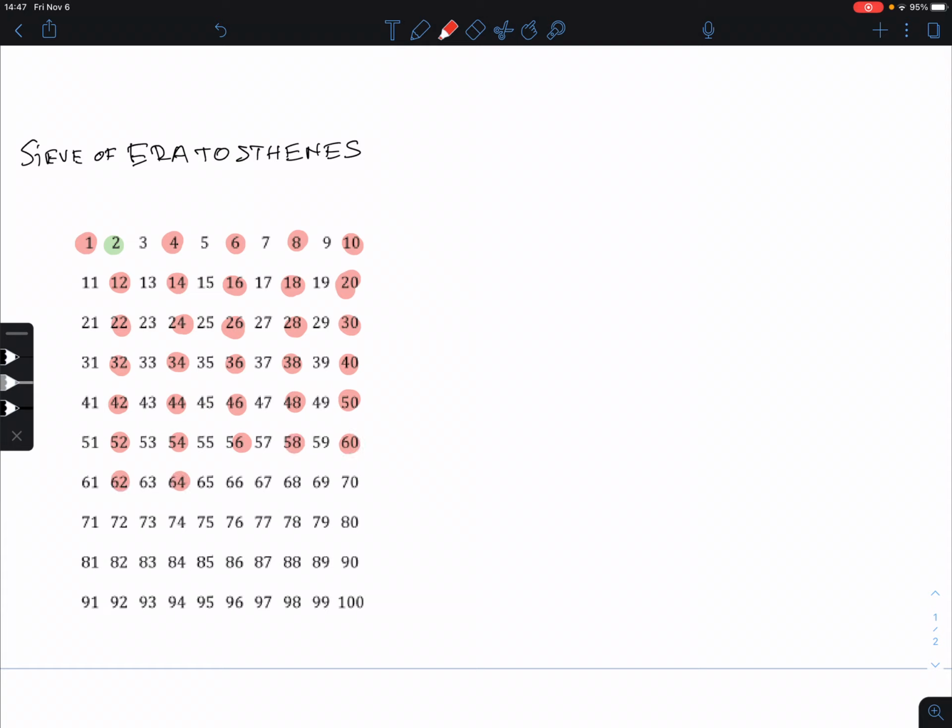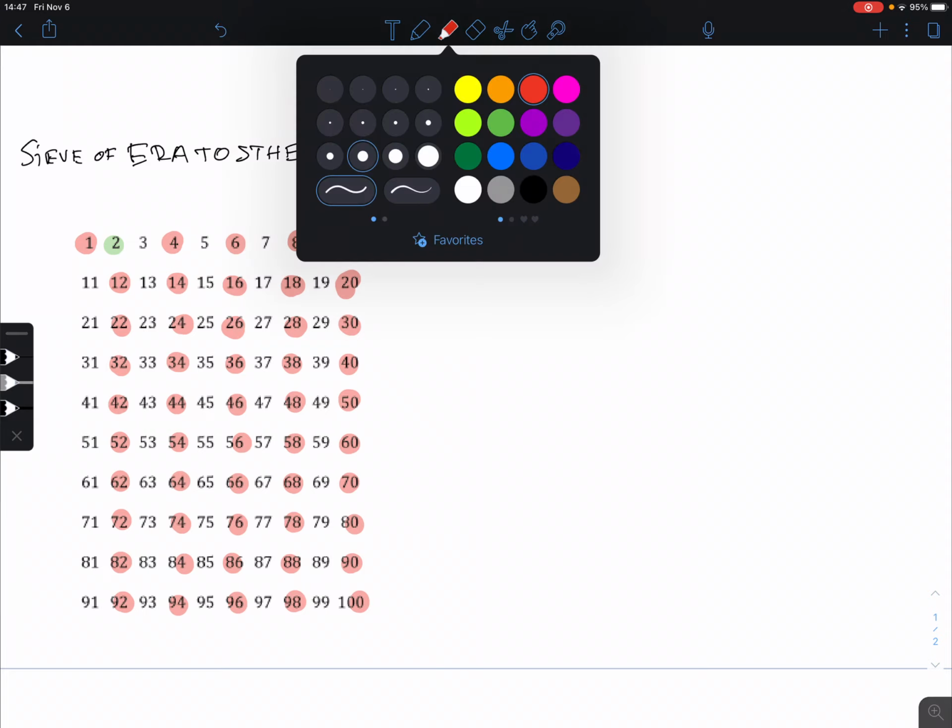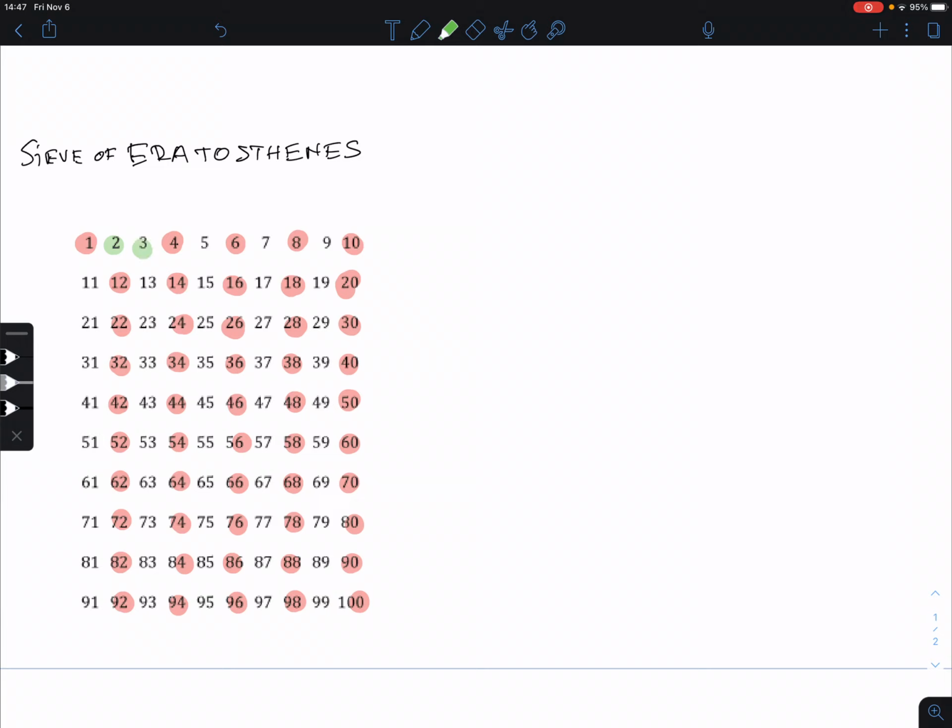But you see, it's kind of time consuming. I'll try to do it a little bit faster here. Okay. Next thing, what is left? The smallest number that is left is 3. So that will be a prime number. And now I take every third. So I add 3 to itself, that is 6. Then I add 9. Oh, sorry, not green, red.